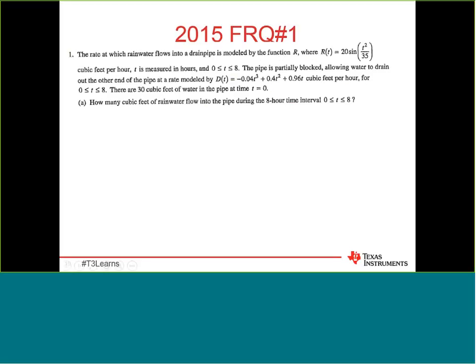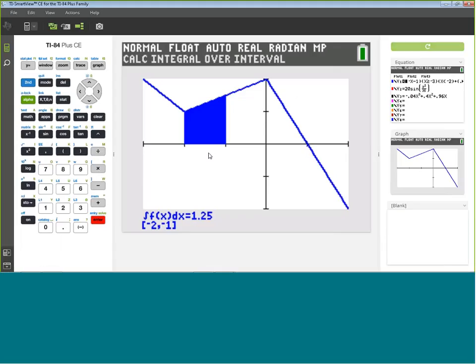So we're going to look at part A. The question says, how many cubic feet of rainwater flow into the pipe during the 8-hour time interval from 0 to 8? Well, R of t is the water flowing into the pipe. So we're going to evaluate the integral of R of t from 0 to 8. So I'm going to go ahead and do that on the TI-84.